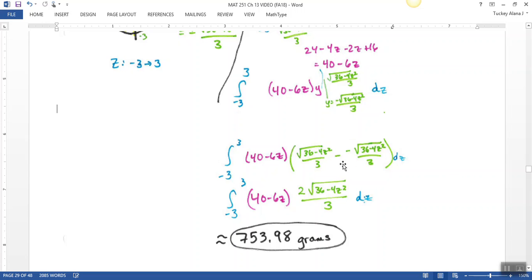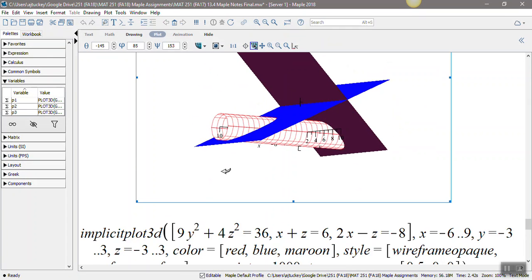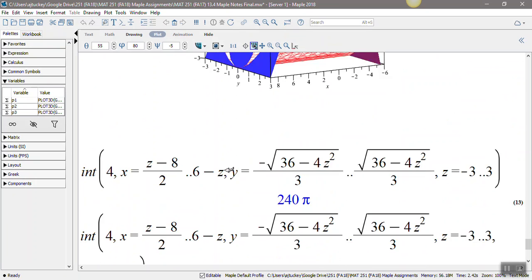But these two are actually like terms. When you minus a minus, it's actually going to add them. So there's 2/3 of that square root. And we are just going to make Maple do that. We do not do integrals like that for fun. No, no, no, no, no. We are going to make Maple do the hard work.